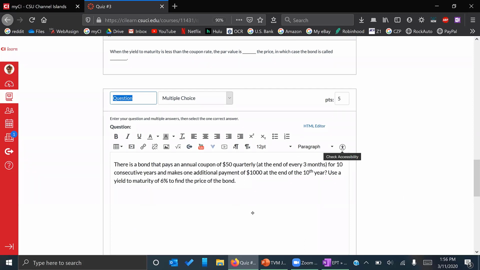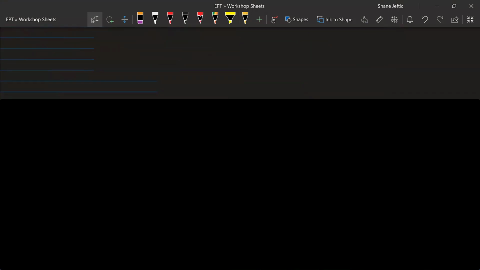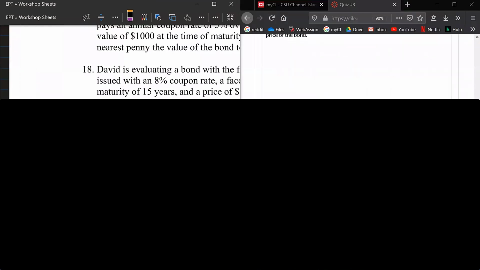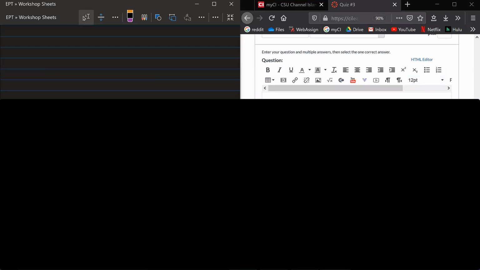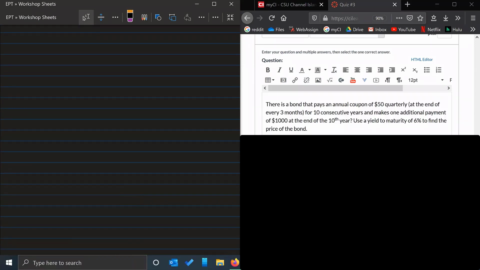Okay, there's a bond that pays an annual coupon of $50 quarterly. This one was weird. So N was 40, right? And then the IY isn't 6, is it? Because if it says $50 coupon, then you have to divide that by 1,000 and you get 5%. Let's do this. You can do it both ways, that's the thing, but you have to do it right both ways.